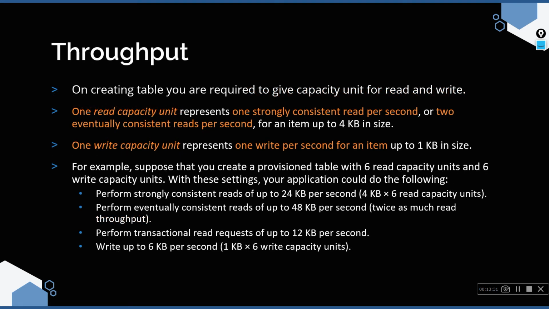Next comes the throughput. By default, when you create a table, you have to set the throughput as read capacity unit and write capacity unit. If you don't set it, by default the read capacity unit is 5 and the write capacity unit is 5. Now what does this read capacity unit mean? One read capacity unit represents one strongly consistent read per second for an item up to 4 KB in size.